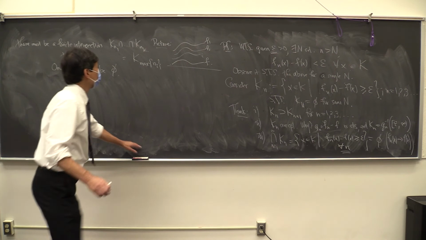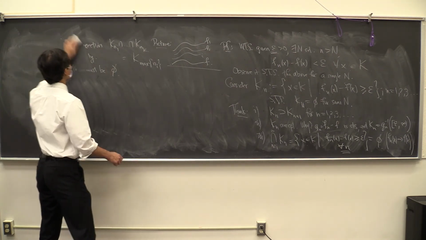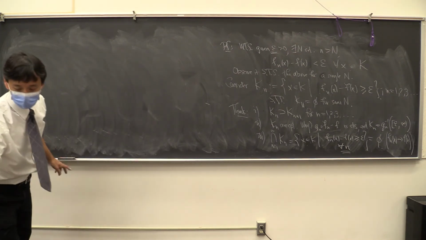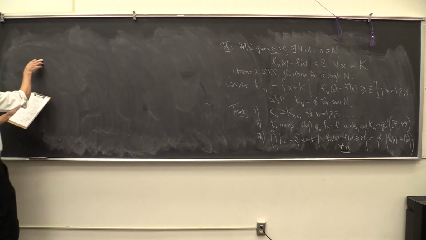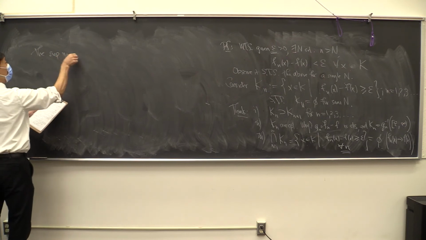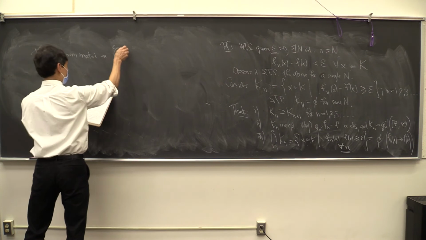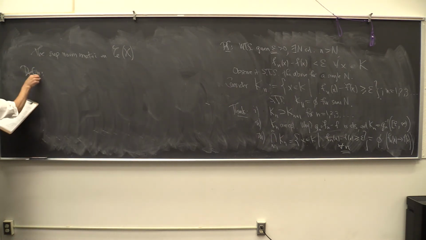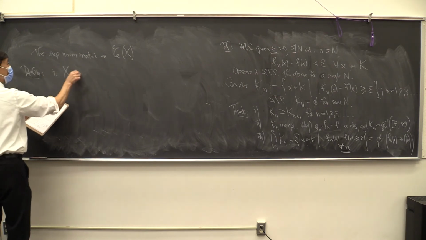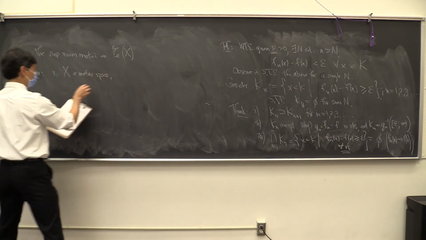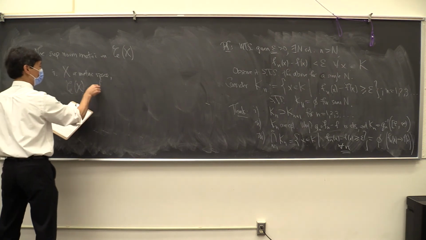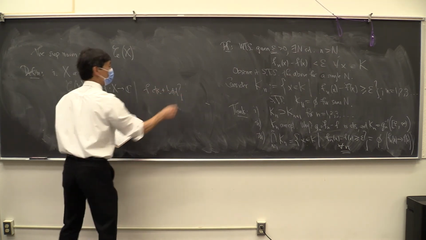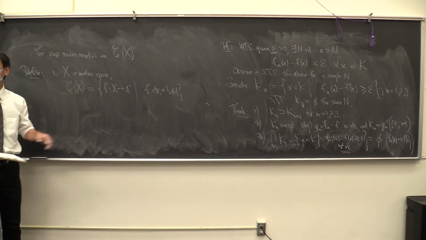Okay. Let's go on to the next idea. We're going to digress a little bit and talk about something called the supremum norm metric on the continuous bounded functions. So let me define this. You have X a metric space, and we define curly C of X as the complex valued functions on that space that are continuous and bounded. So we're only going to look at the functions that are continuous and bounded.